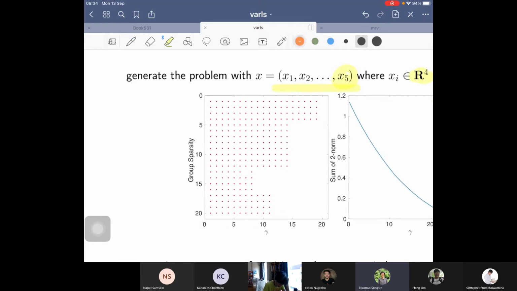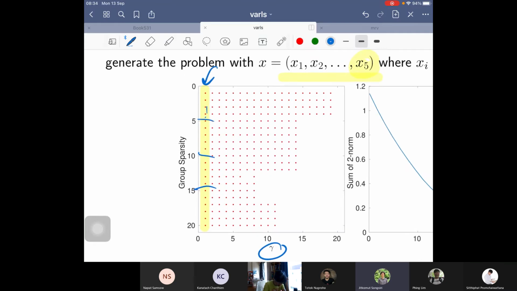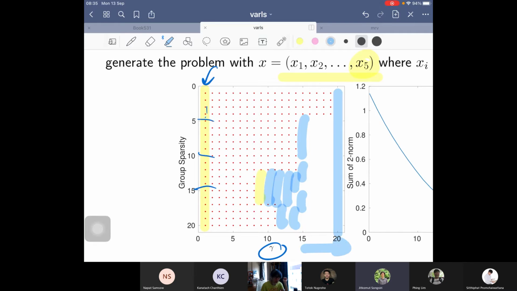What I do is, again, I solve the group Lasso problem as gamma varies. Okay. And now, when we see this, each column is a solution of x that can be viewed as 5 blocks. And then, as you see, when gamma varies, some blocks of x are entirely 0. And as gamma is large, the whole blocks become 0.